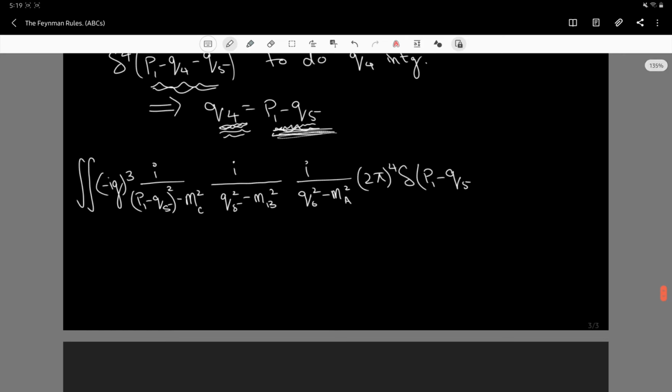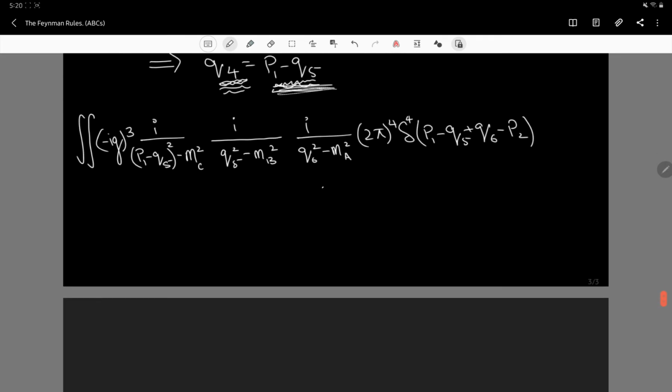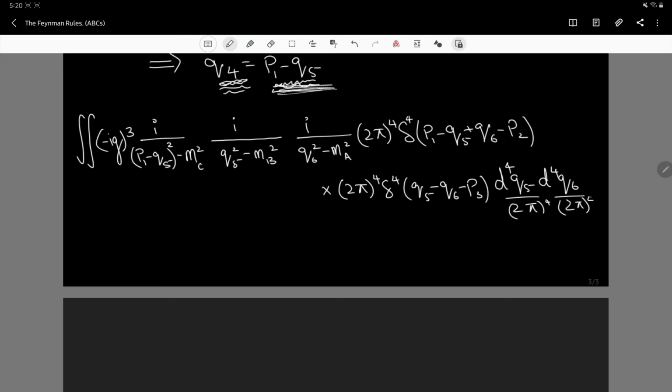Coming back here, q5 plus q6 minus p2, right? Again, this is delta 4, and you would have multiplied by 2 pi raised to power 4 delta 4 q5 minus q6 minus p3, and then you add this integration d4 q5 d4 q6 over 2 pi raised to power 4.